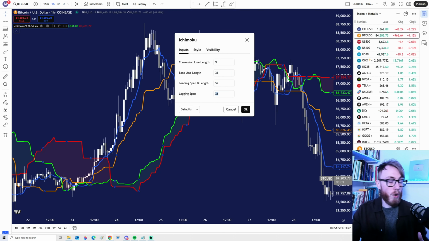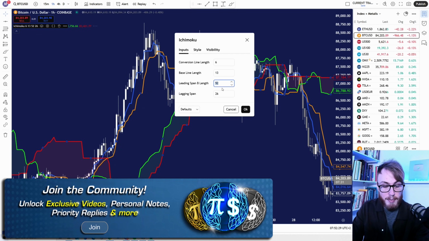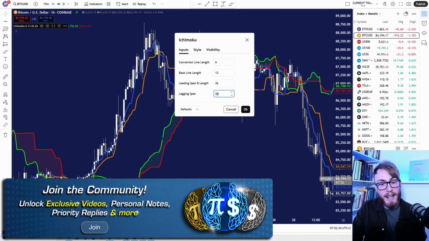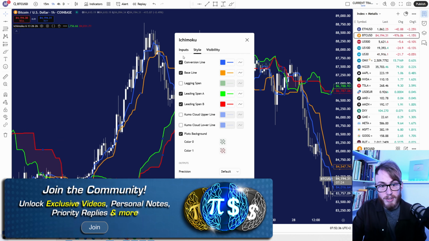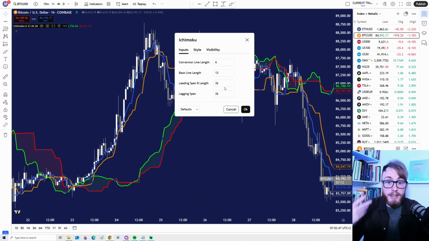But depending on what type of trader you are, let's say that you are a day trader or even scalping, then you might actually want to consider something that provides faster signals. And one such setting is to change the conversion line to 6. We want to change the baseline here to 13, and the leading span, we actually cut it in half down to 26. And remember, the lagging span we don't really care about because we don't have the lagging span right now.